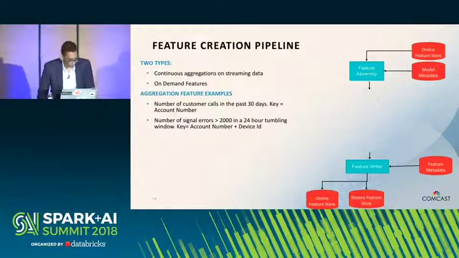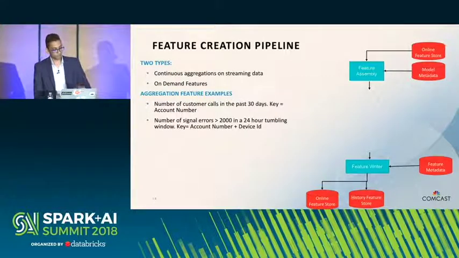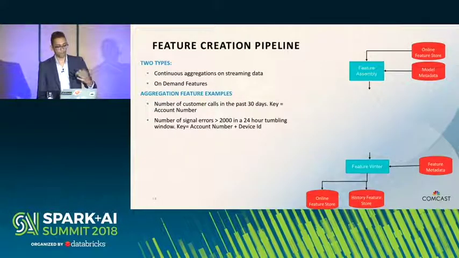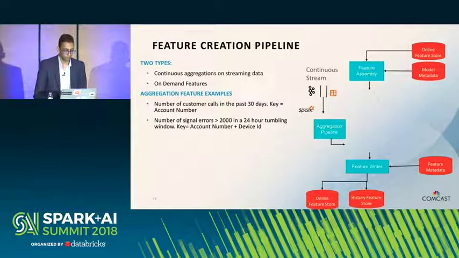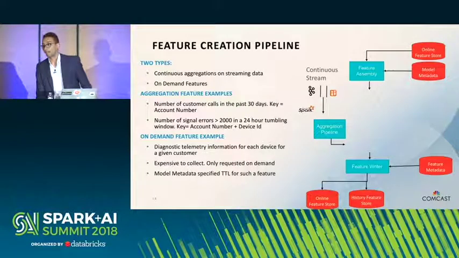So looking at the aggregated and continuous features, these would be things like the number of times people have called over the last days, Fourier transforms of the device signal over the last 24 hours, things like that. And they would go into your streaming platform and then go into your feature writer. In addition, we also have on-demand features.